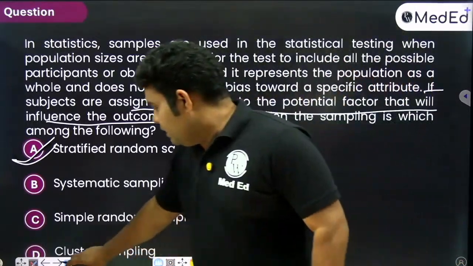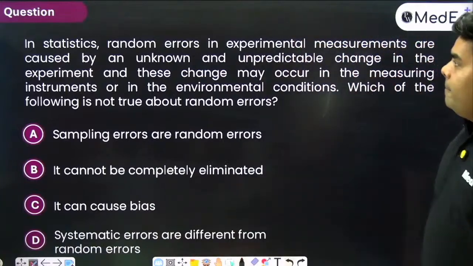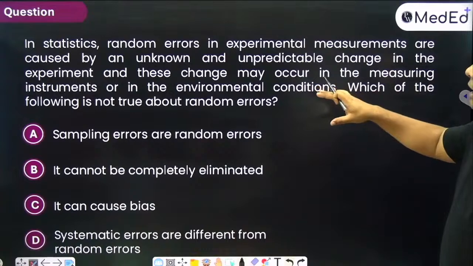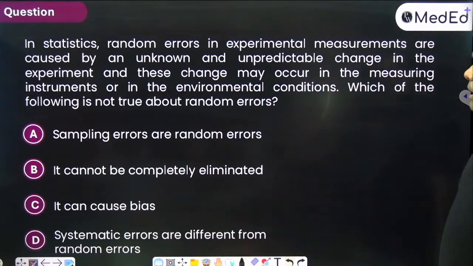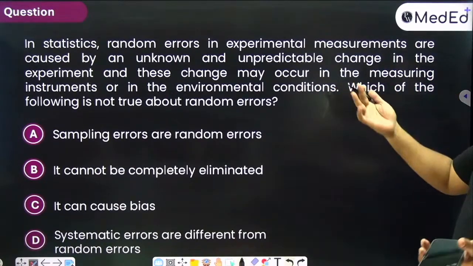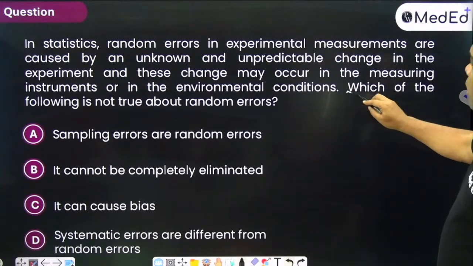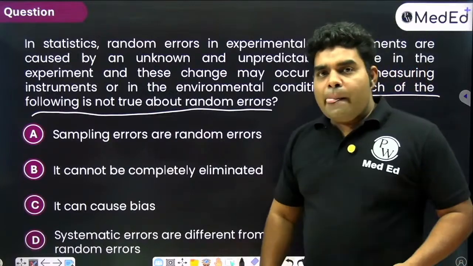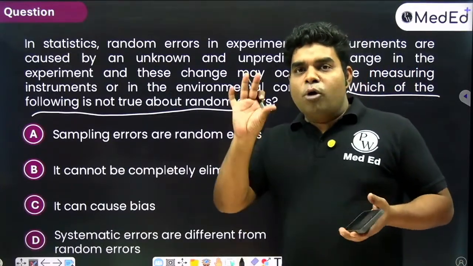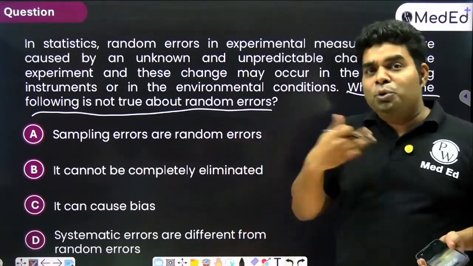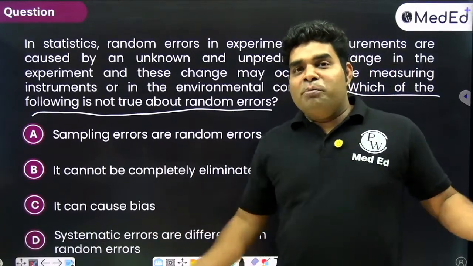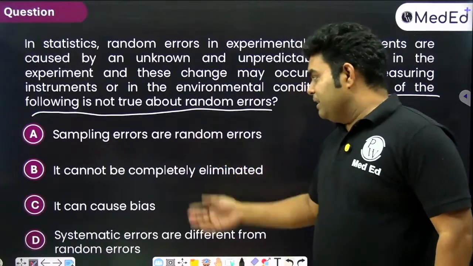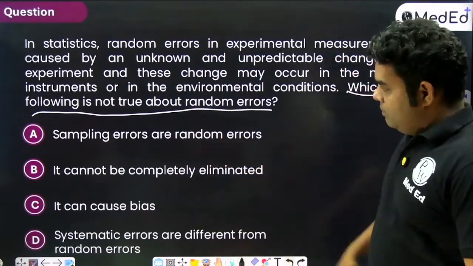Okay. Then more questions they are giving: statistical random errors in experimental measurement are caused by unknown and unpredictable changes in the experiment. Random error is what they are describing. Which of the following is not true about random error? So we discussed already that random error is something which is just occurring due to small sample size. Like when you are measuring BP 2 times, then fluctuation can come. If you measure it 10 times and take the average, random error will go away. So we have to use the same concept to answer it. Sampling error or random error? It can be random error.